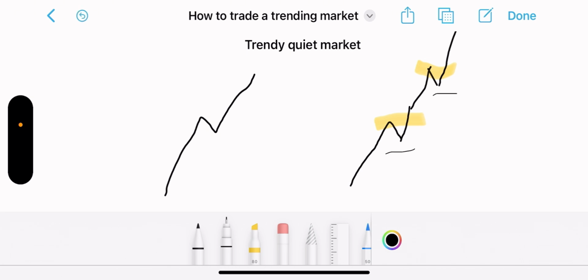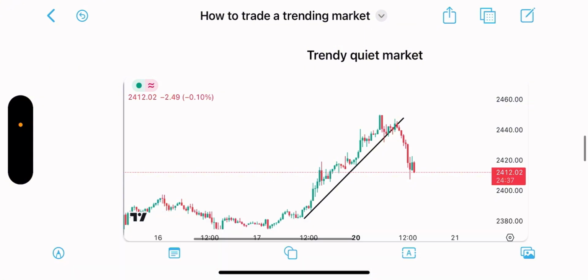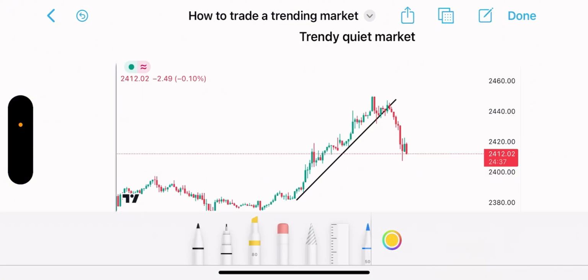Now, to trade the volatile one requires some form of skill, you understand, and patience, right? You require skill and patience. Let's practice it in the actual real market, right? You can see that this chart is actually a gold chart. So you can see that when the market was moving up, it formed a little bit of a bump here.